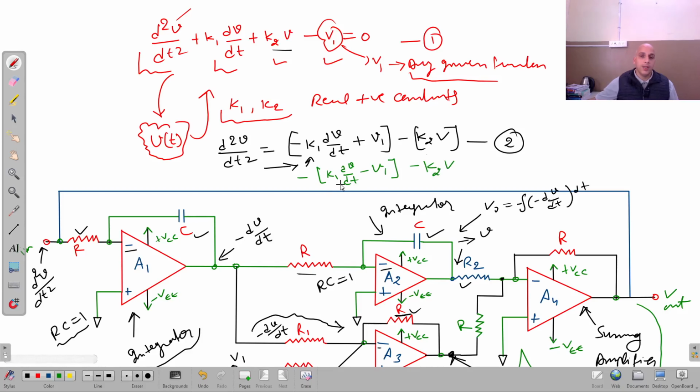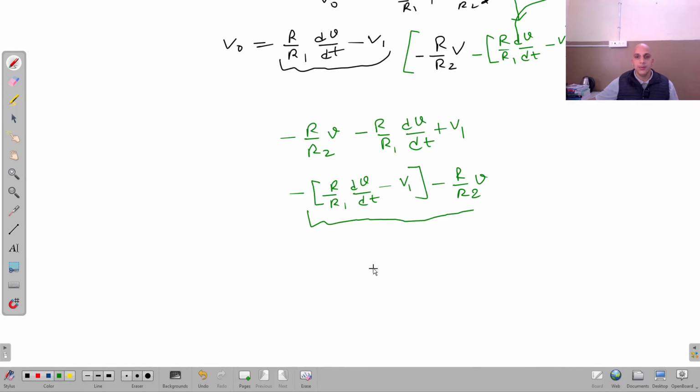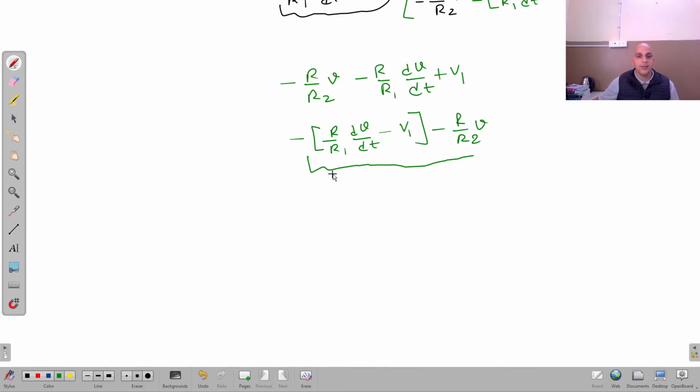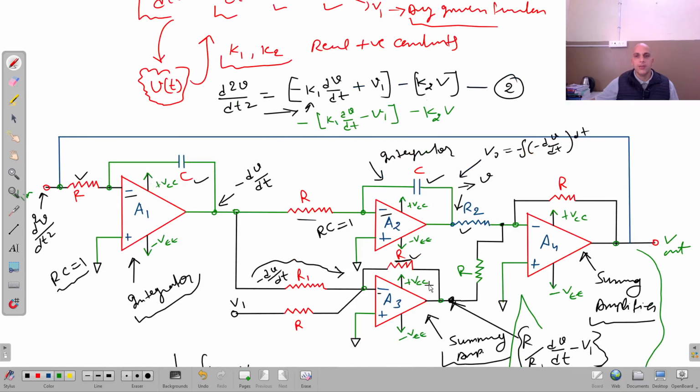So when I make this as per this requirement, you can see here R upon R1, let it be equal to K. Then it becomes minus K K1 dV upon dt, minus B1, minus K2 B. Now let this be equation number 3. You can see from here what it is. It is exactly the same as this one: minus K1 dV upon dt minus B1 minus K2 B.